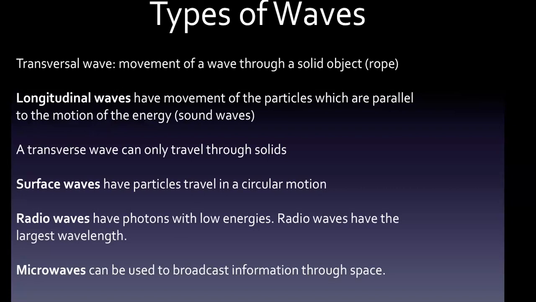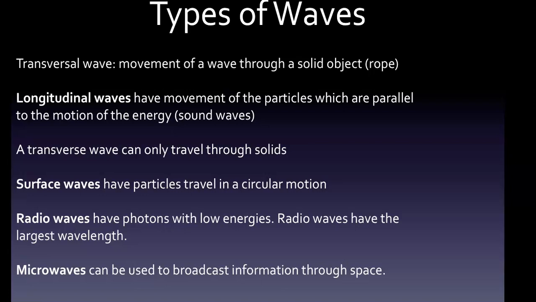And then types of waves. Okay, so we got quite a few, right? And so we want to be familiar with all of these and be able to provide an example would be great. If you can provide an example of a concept, usually that's a pretty good sign that you have a good understanding of it. Movement of a wave through a solid object, like a stretched rope or a trampoline, that would be a good example of a transverse wave.